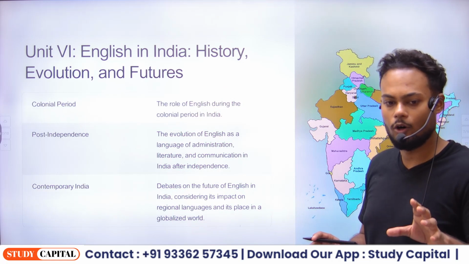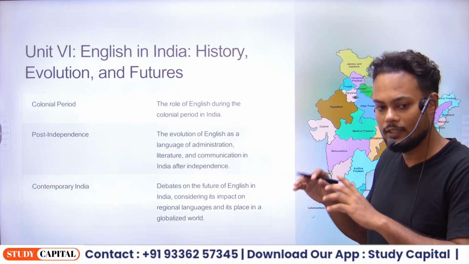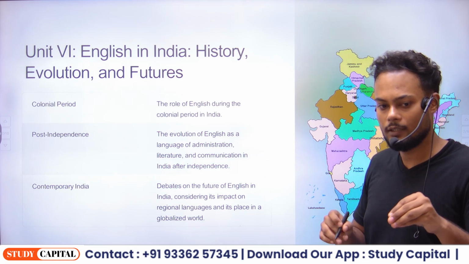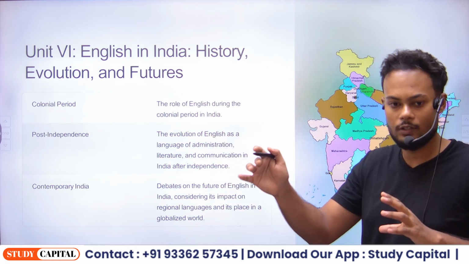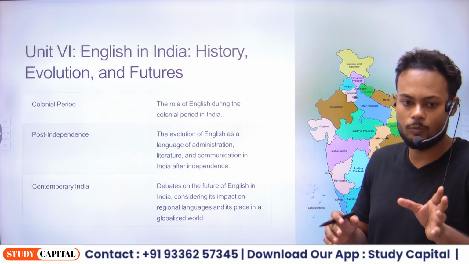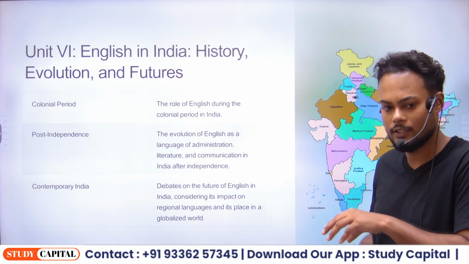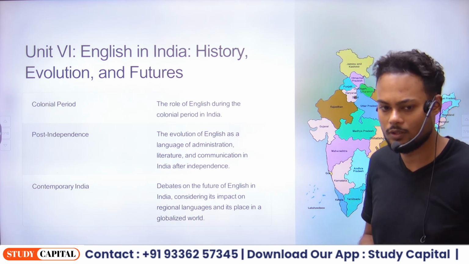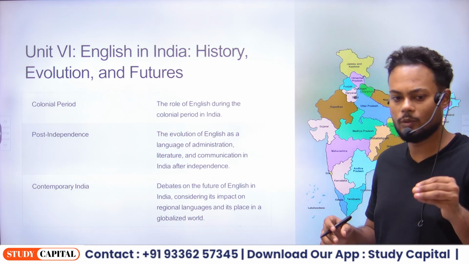And you'll also be reading about these developments in paper 1. So when you read about the whole trajectory of, let's say, Macaulay's Minute, and then read about Wood's Dispatch, you'll already be reading all of these things. I'll just go deeper into it and give you some essays and talk about the major arguments.